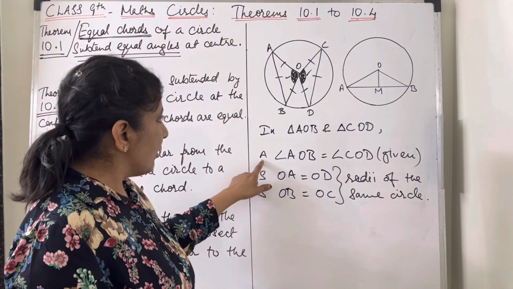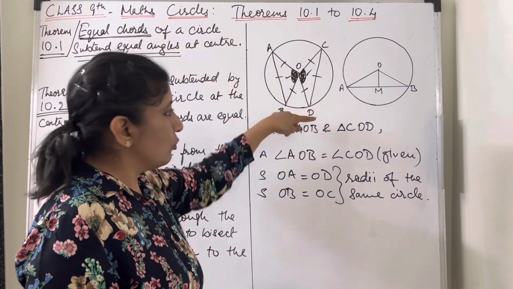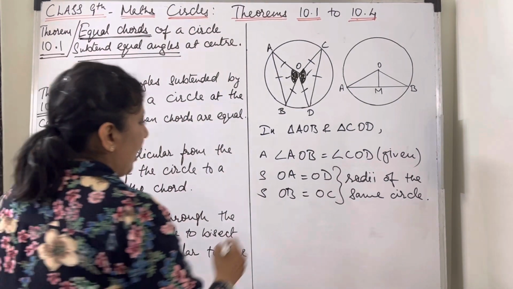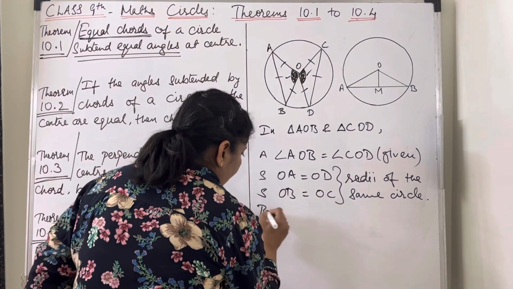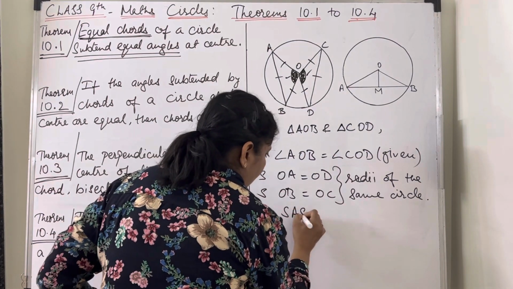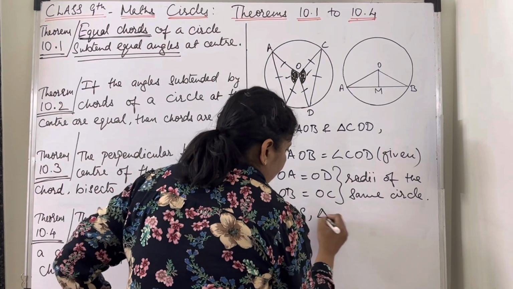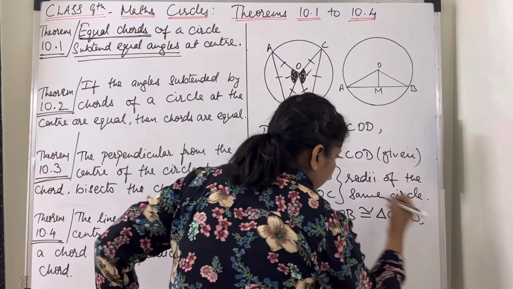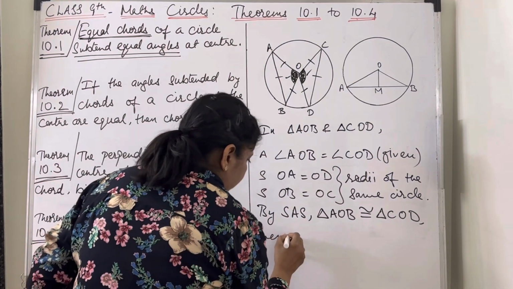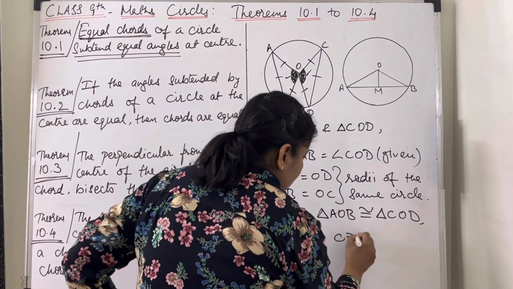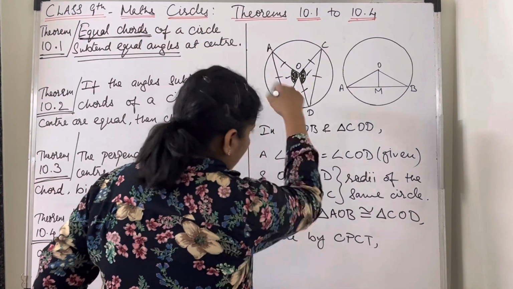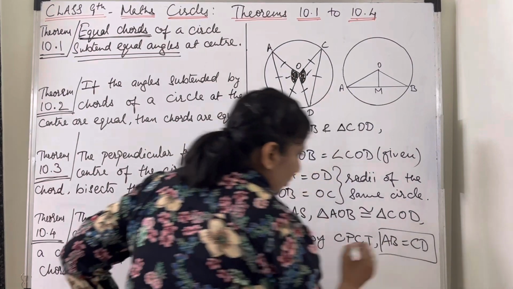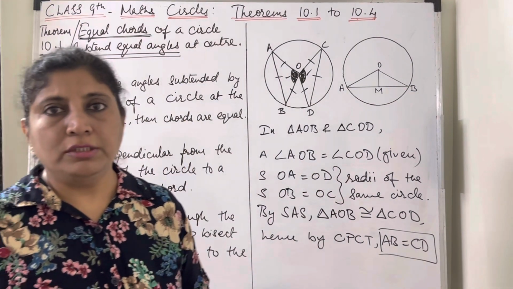Hence the angle given here is in between the two given equal sides, and so this angle is known as the included angle. Thus we can say by SAS criterion, triangle AOB is congruent to triangle COD, and hence by CPCT the chord AB is equal to CD. So this is the proof of theorem 10.2.